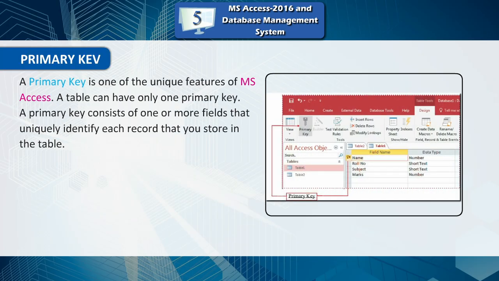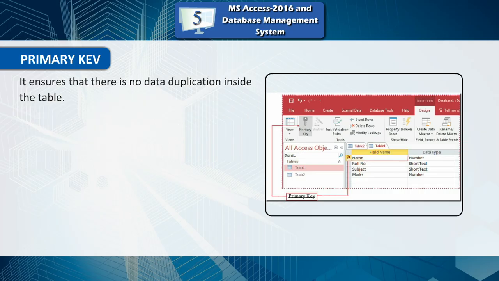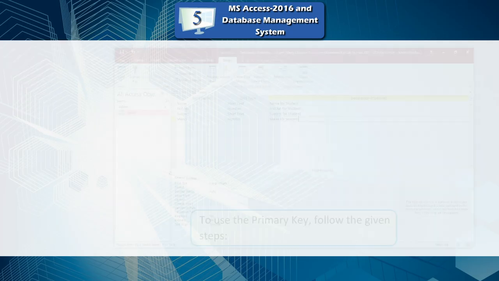Primary key. A primary key is one of the unique features of MS Access. A table can have only one primary key. A primary key consists of one or more fields that uniquely identify each record that you store in the table. It ensures that there is no data duplication inside the table.